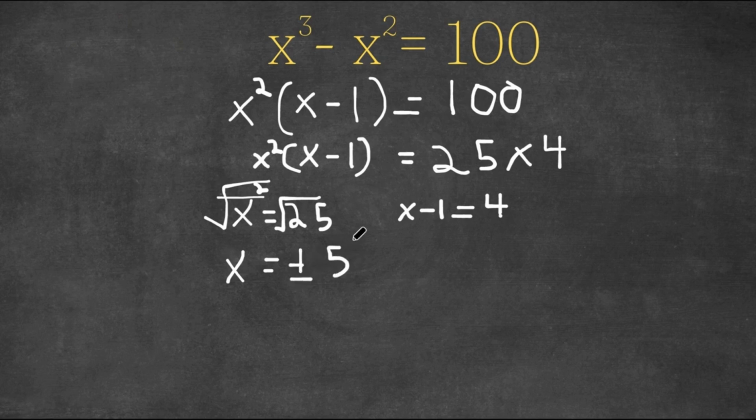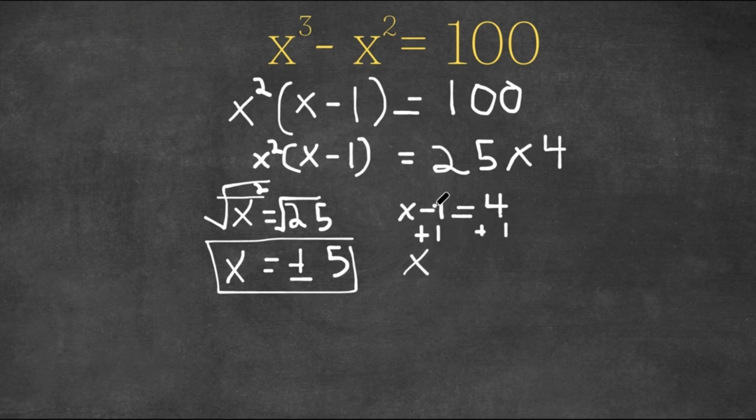So as you can see, this is one solution, and x minus 1 equals 4. Well, we would add 1 on both sides, and if we do that, these two cancel out, x equals 4 plus 1 is 5. However, as you can see, 5 is already one of our solutions. So this is just unnecessary. We already have this as a solution. So we have x equals 5 and negative 5.